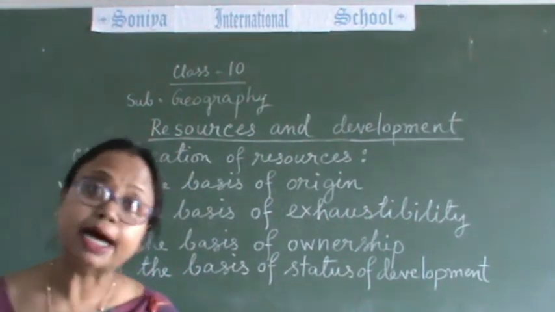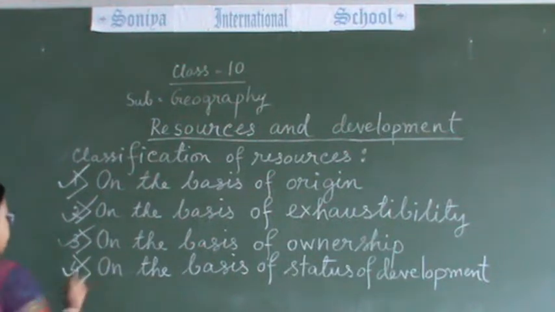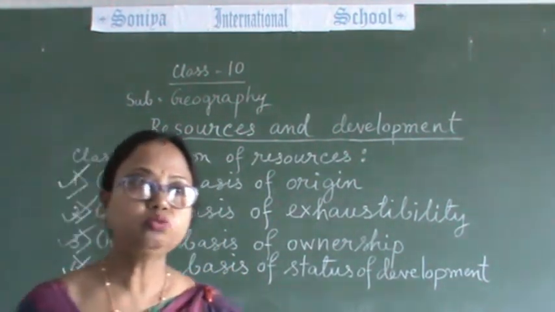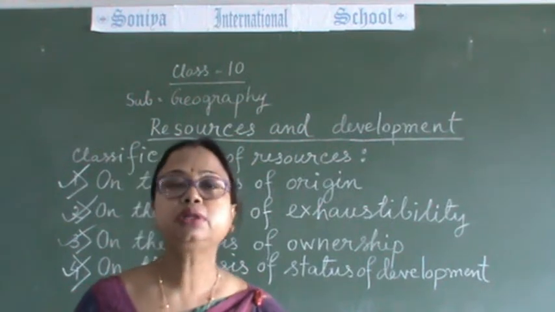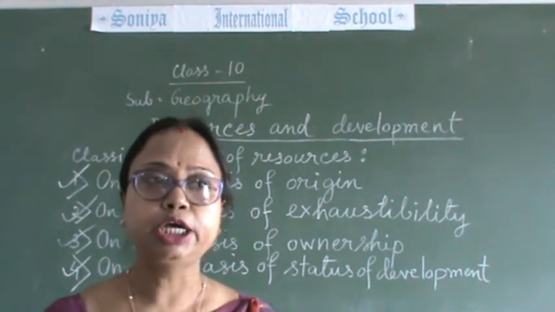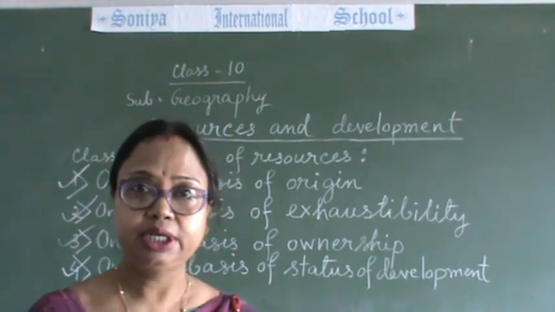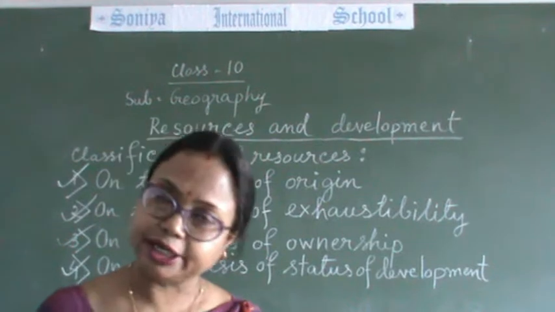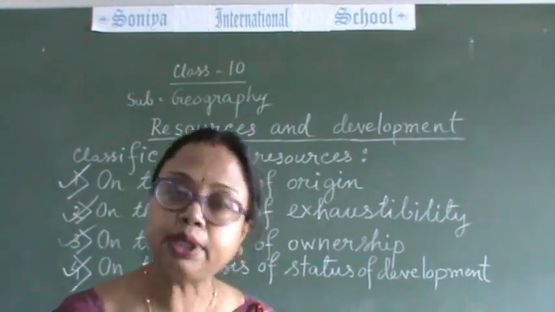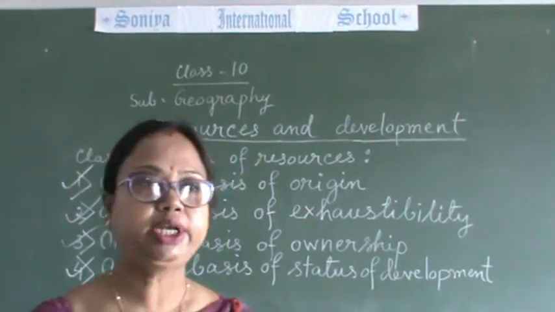The last one is on the basis of status of development. This is a little confusing. There are also four types. One is potential. Potential means, suppose in our country Rajasthan enough solar energy is there but is not properly utilized. Like this, wind energy is also there in Rajasthan. The second one is developed, meaning available resources that with technology we can utilize.